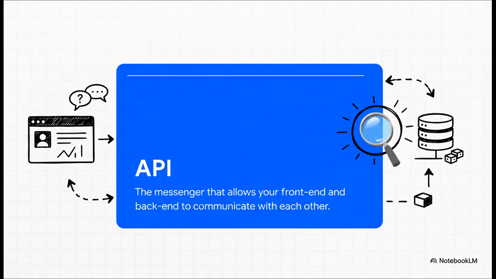So, how do the front end and back end actually talk to each other? Well, they use something called an API. You can think of it as a messenger. The front end sends a request to the API, like, hey, can you get me this user's profile? The API takes that message to the back end, which finds the data, and then uses the API to send it right back. It's the critical link that connects the 2 halves of your application.